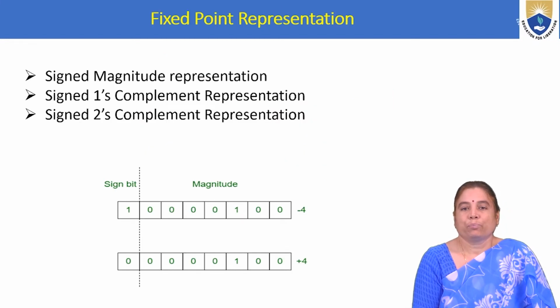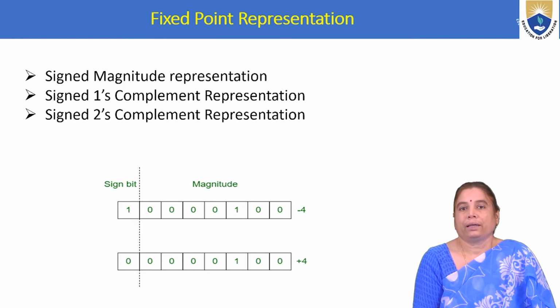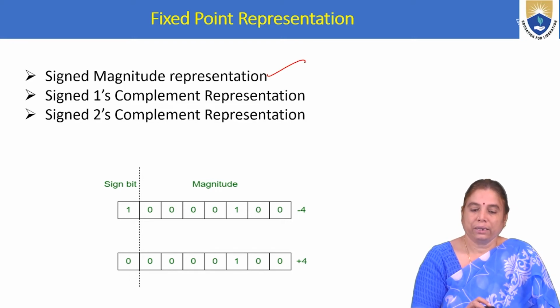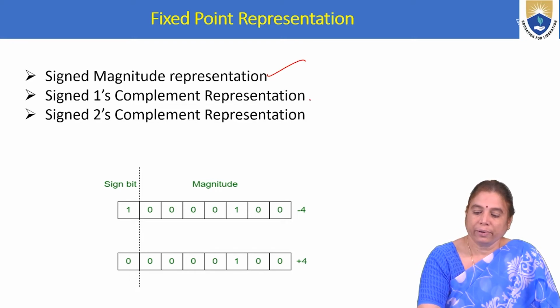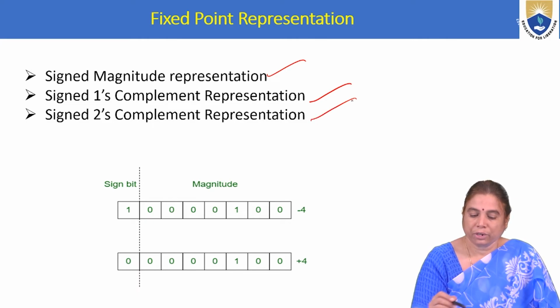And what is fixed point representation? Any number without a fractional part can be considered a fixed point number. And these fixed point numbers can be represented in three ways: signed magnitude representation, signed ones complement representation, and signed 2's complement representation.